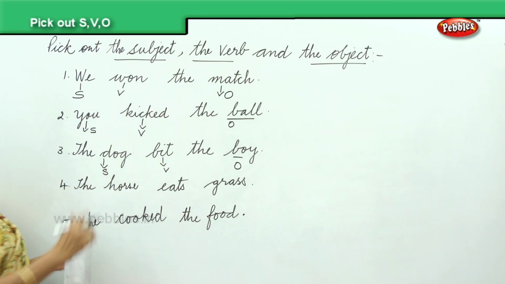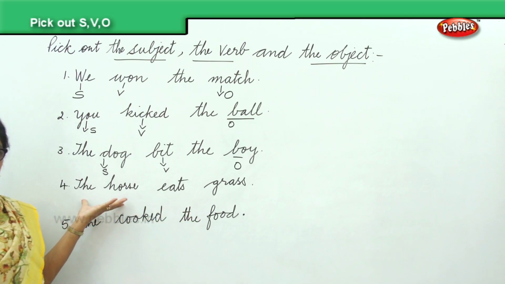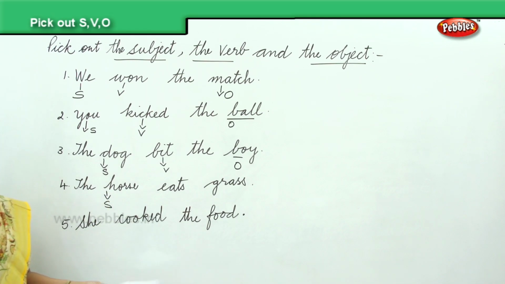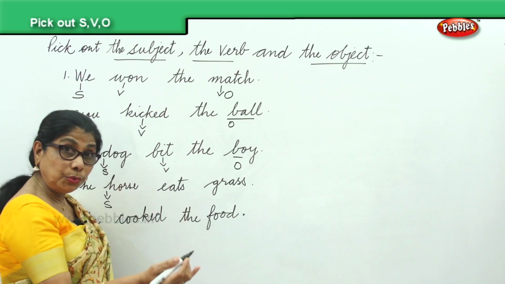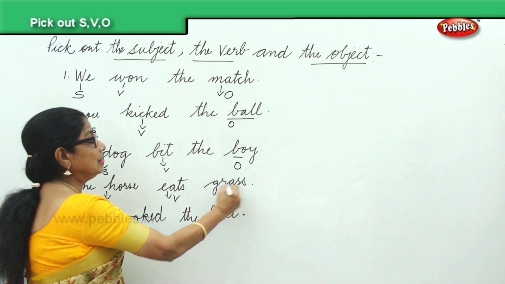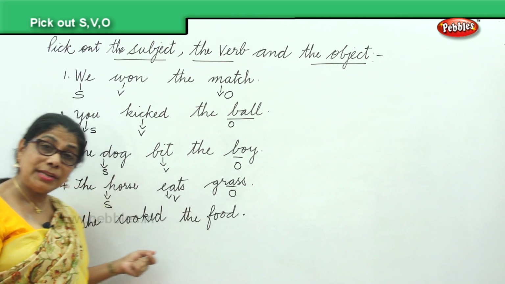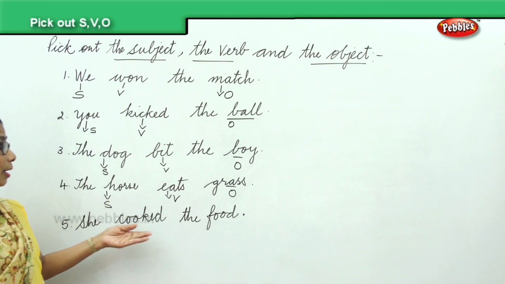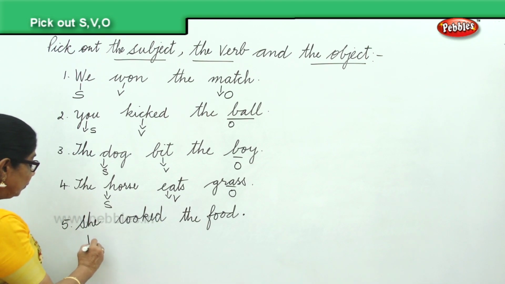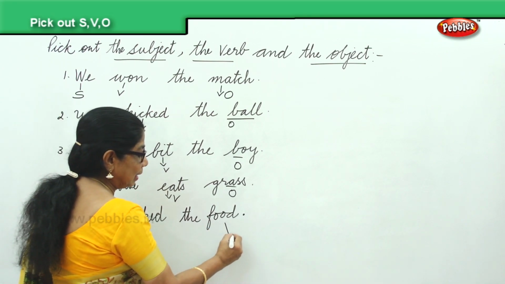And in this case, you have the horse eats grass. Horse is the subject. What did the horse eat? What did he do? The horse eats. What is he eating? Grass. So you have your verb. And finally, this is the object. Last we have, she cooked the food. She is the subject. Cooked is the action she is doing. What did she cook? The food. So you have she is the subject. Cooked, you have the verb. You have food is the object.